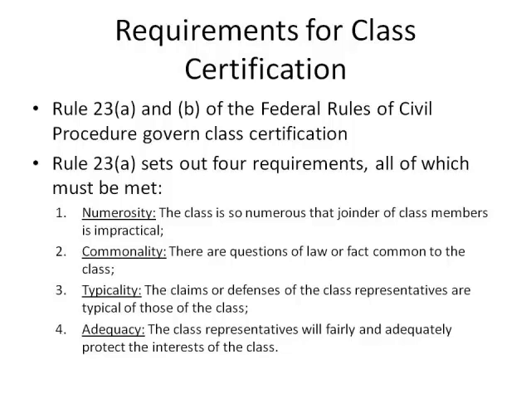The requirements for class certification are governed by Rule 23A and B of the Federal Rules of Civil Procedure. Rule 23A sets out 4 requirements, and all 4 of these requirements must be met. The first requirement is numerosity. The class is so numerous that joinder of class members is impractical. The second is commonality. There are questions of law or fact common to the class. The third requirement is typicality. The claims or defenses of the class representatives are typical of those of the class. The fourth requirement is adequacy. The class representatives will fairly and adequately protect the interests of the class.